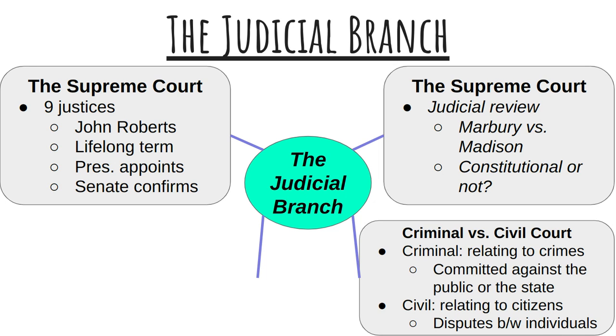In the judicial branch court system, there are two types of courts that a case can go to. One of them is criminal court. The other is civil court. Criminal court would be like the TV show Law and Order. These are related to crimes. These are crimes committed against the people as a whole, the public, the state, just society in general.